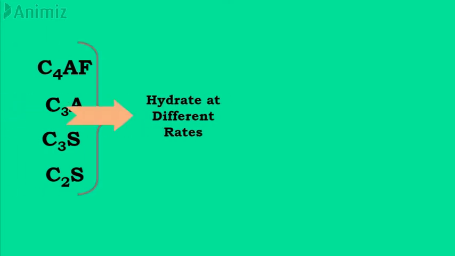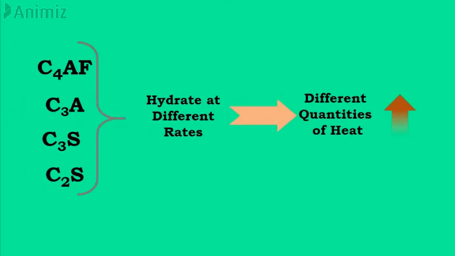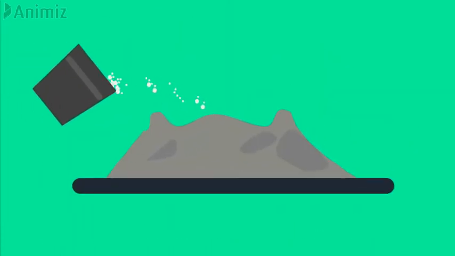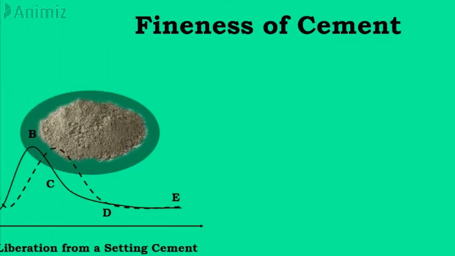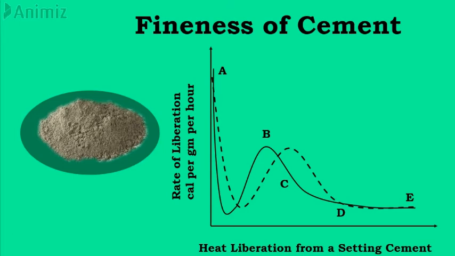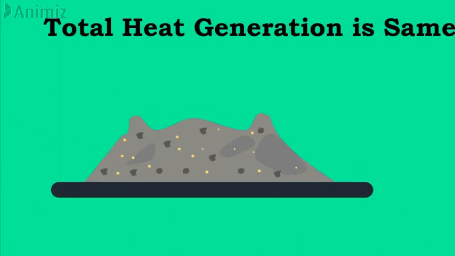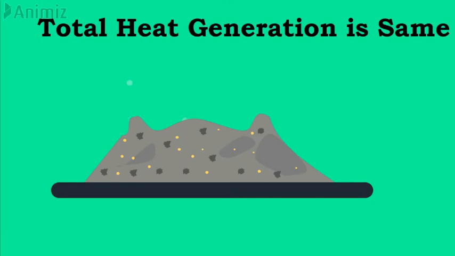In general, different compounds hydrate at different rates and liberate different quantities of heat. However, if the cement product is added with retarders, which alter the flash setting properties of C3A, the fineness of cement also has some influence on the rate of development of heat. However, total heat generation would be the same.